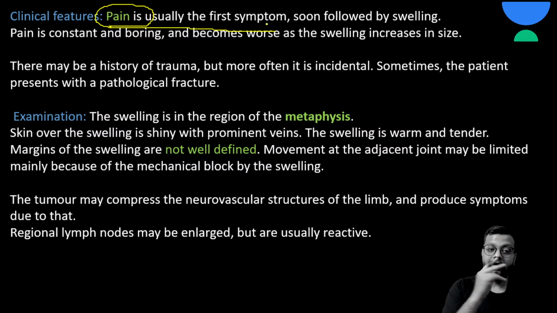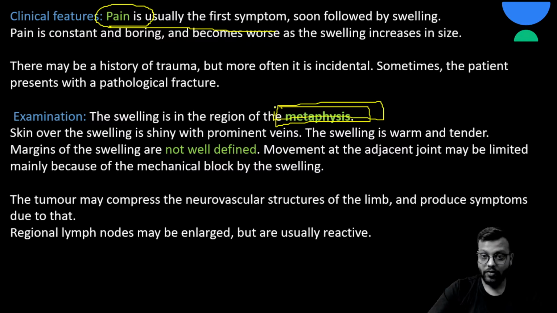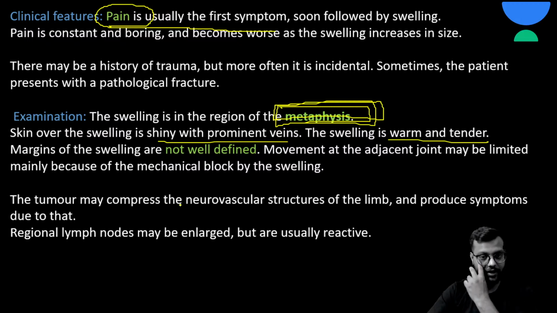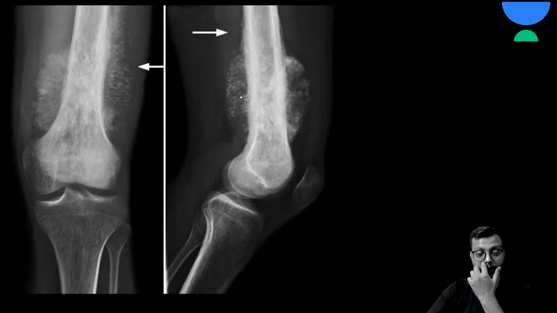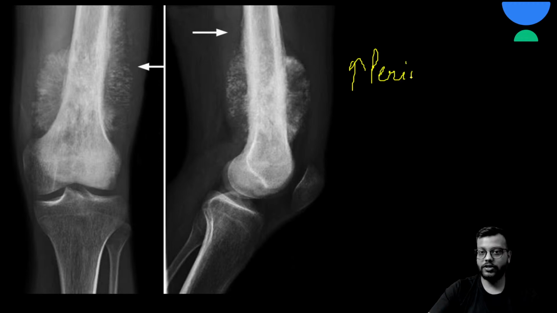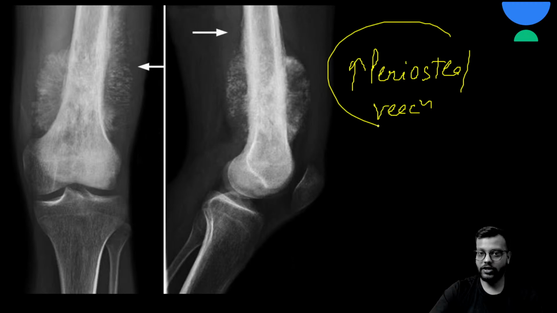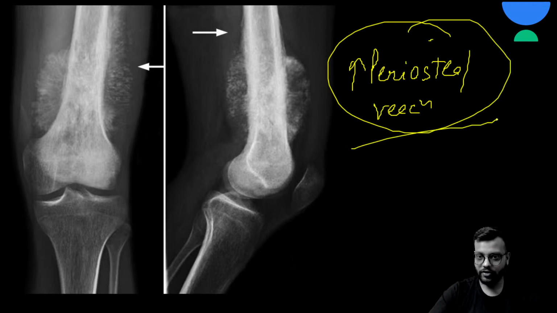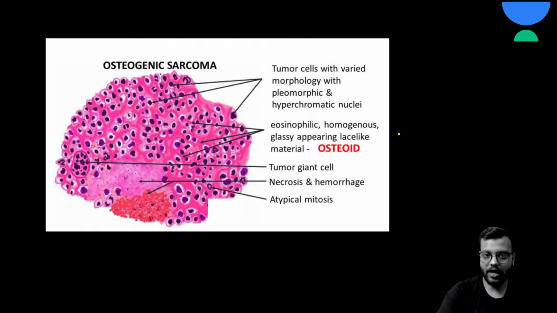Okay, and remember, mostly the tumor arises in the metaphyseal area, and the skin will be shiny with prominent veins, warm and tender. Here you can see this is a classical osteosarcoma, and there is increased periosteal reaction, which is its classical feature. Periosteal reaction is the classical feature of osteogenic sarcoma, which we will see ahead.